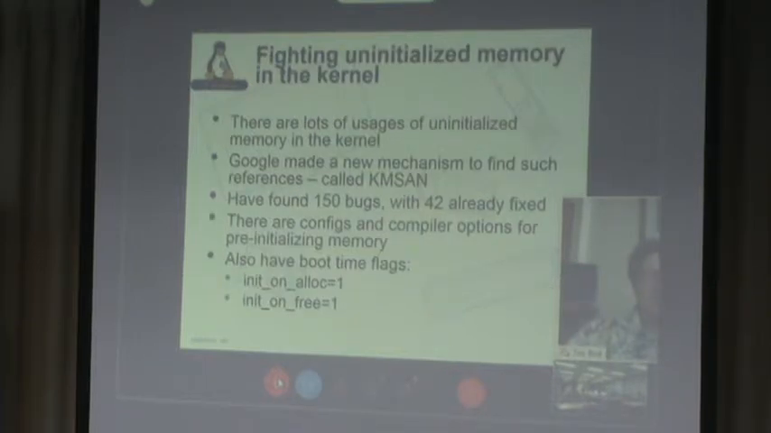There was a whole talk on uninitialized memory. Turns out there's a lot of bugs in the kernel having to do with using memory and assuming it's been zeroed when it hasn't been. So there's a new mechanism called kernel memory sanitizer. They've already found 150 bugs, and 42 have already been fixed. And they've added some new configuration options, and are using compiler options for pre-initialized memory. And there's also some new boot time flags, init on alloc and init on free, which will actually perform initialization of the memory to protect you against some bugs in this area.